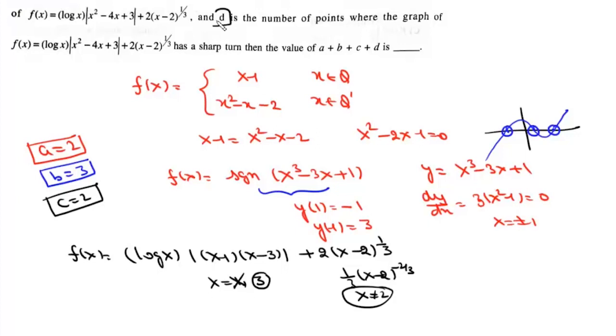And D is the number of points where this graph has a sharp turn. Now it has a sharp turn at 3 because it is not differentiable, but at x equals 2, it actually has a vertical tangent. So in this case, the value of D is simply 1. Now we need to find the value of a plus b plus c plus d. Now this is 5 plus 3, 8. So the answer to this question is 8.